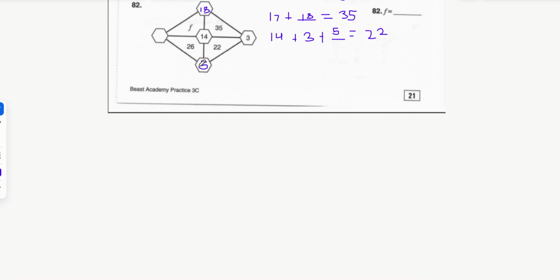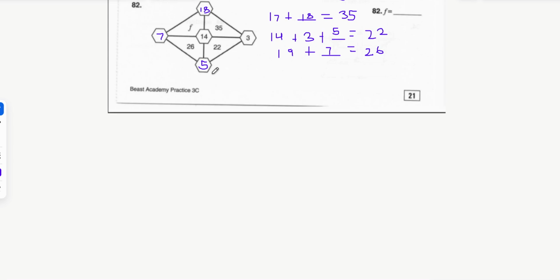Now we have to use one equation with the region with the sum of 26 to do 5 plus 14 plus blank equals 26. This is simply 19 plus blank equals 26. So since 19 plus 7 equals 26, we'll place 7 in this left hexagon.